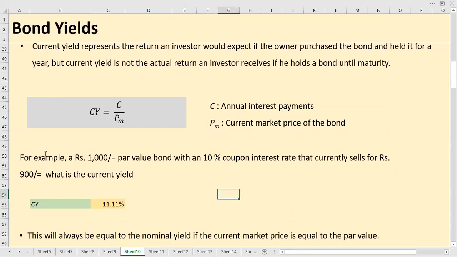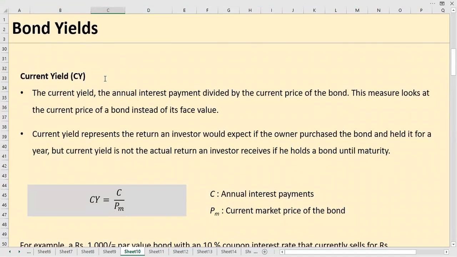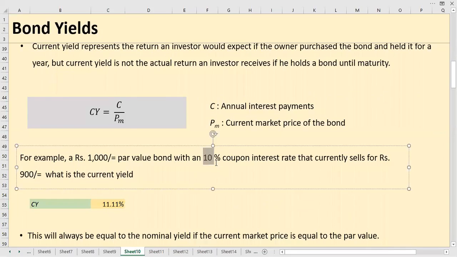Now here the nominal yield of this particular bond is equal to 10%. It is the nominal yield because it is given as a 10% coupon interest rate, but the current yield is 11.11%. That is the yield that you are getting at the moment based on the current market price. So that is the difference between current yield and nominal yield. Nominal yield is what is given, 10% here. But when you calculate the current yield, you can see it is 11.1111.